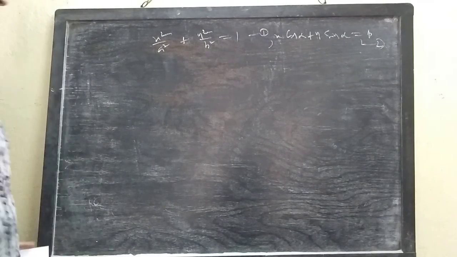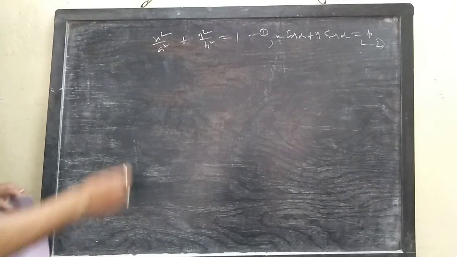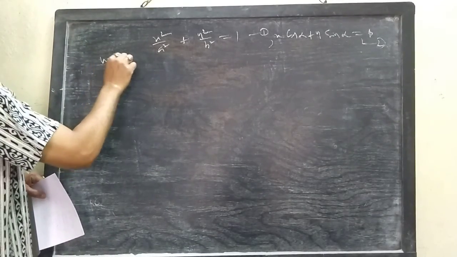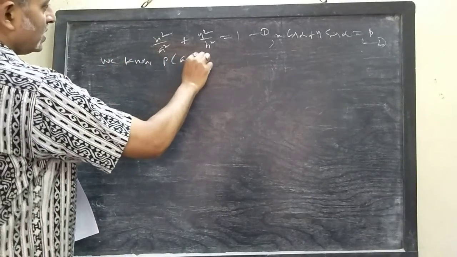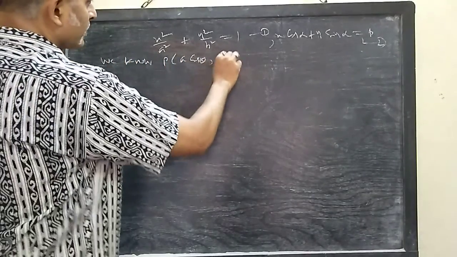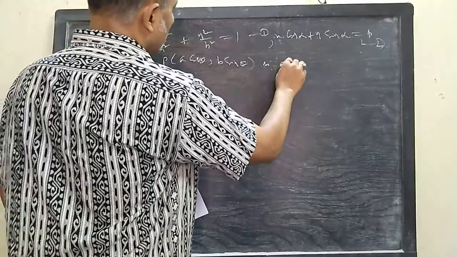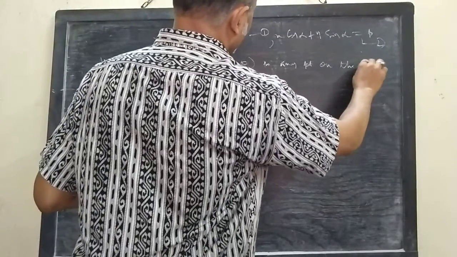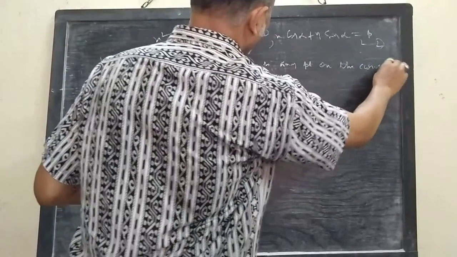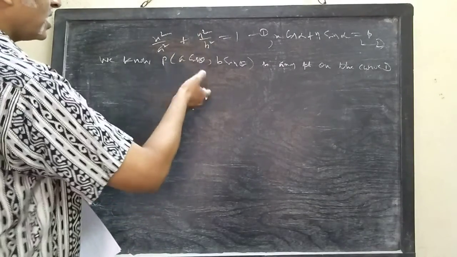In this type of problem, always choose a parametric point on the curve. So we know P (a cos theta, b sin theta) is any point on the curve 1. Okay, so let us find the equation of tangent to the curve 1 at this point.